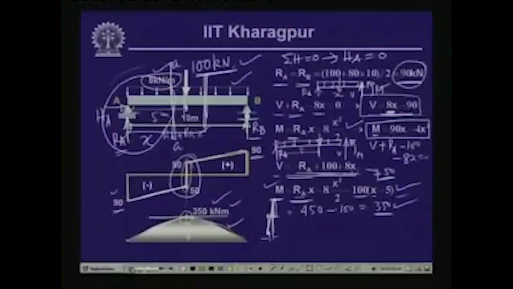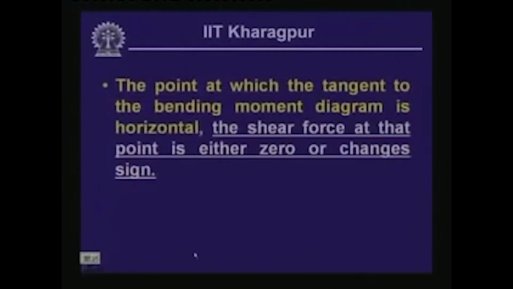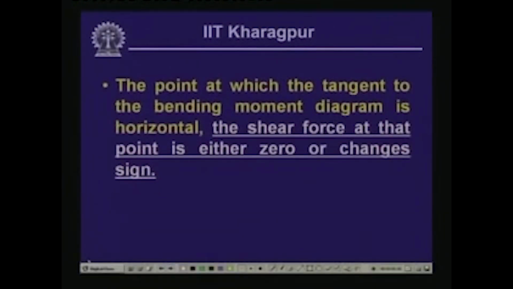Now, if you again go back to that expression, dM/dx equals minus V, if shear force is equal to 0, then we can readily say dM/dx equals 0, or moment is constant. Or if dM/dx is 0, then either V is 0 or V changes its sign from negative to positive or positive to negative. So, this is the consequence of the particular question.